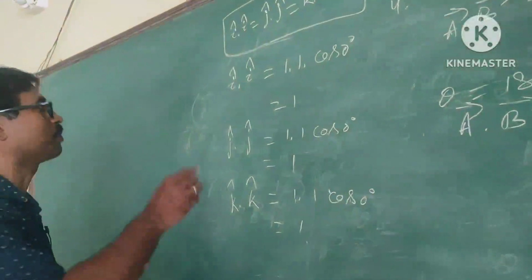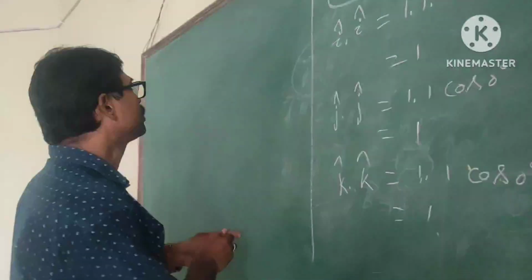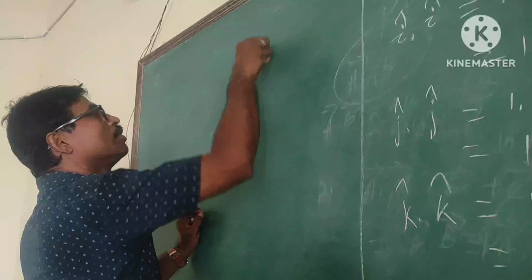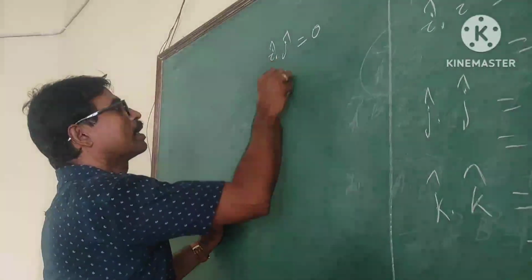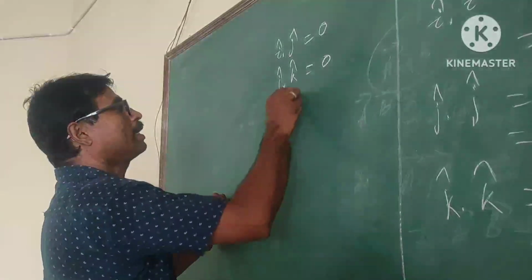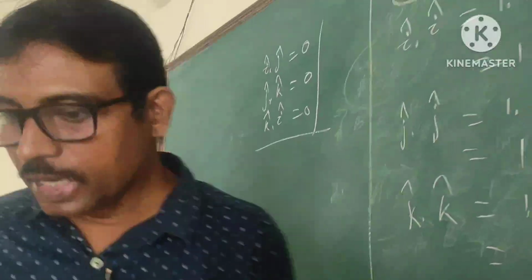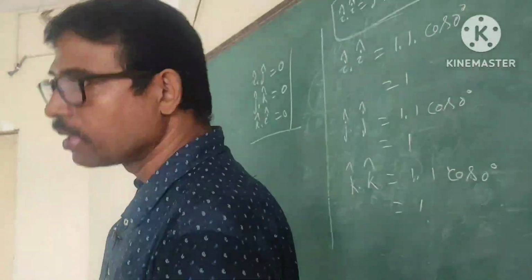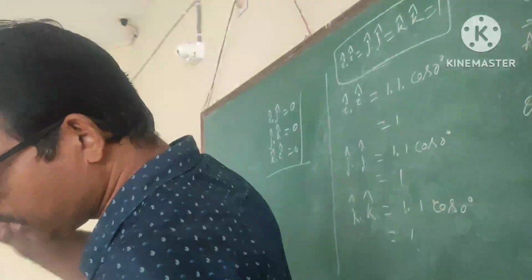But for two different vectors, i cap dot j cap, you will get 0. j cap dot k cap, you will get 0. k cap dot i cap, you will get 0. So the scalar product of two different base vectors always gives 0.